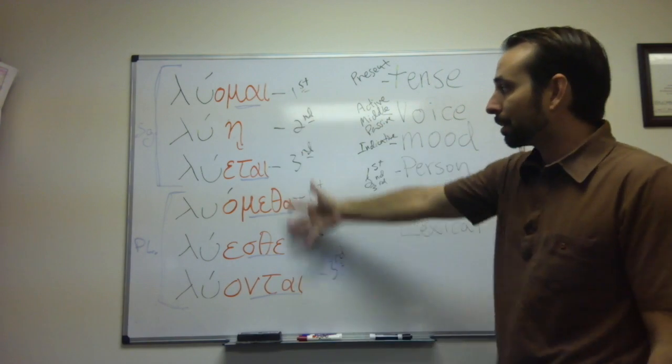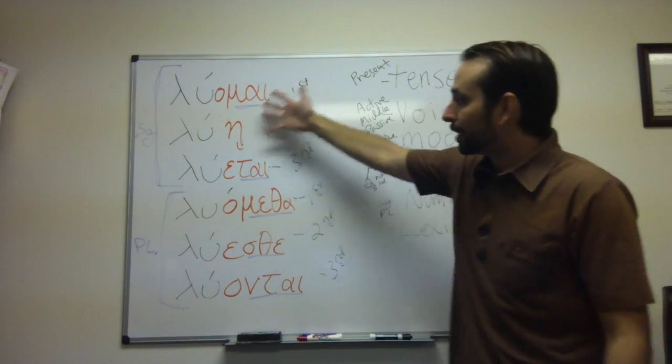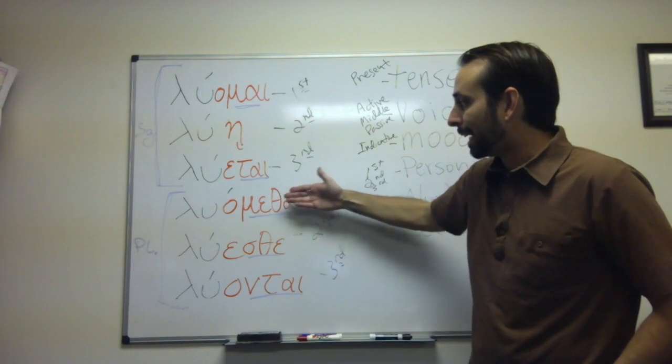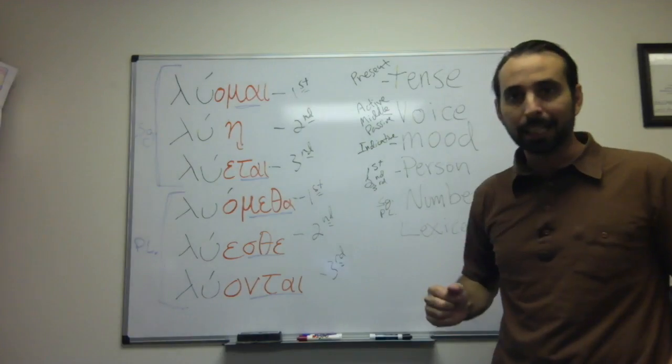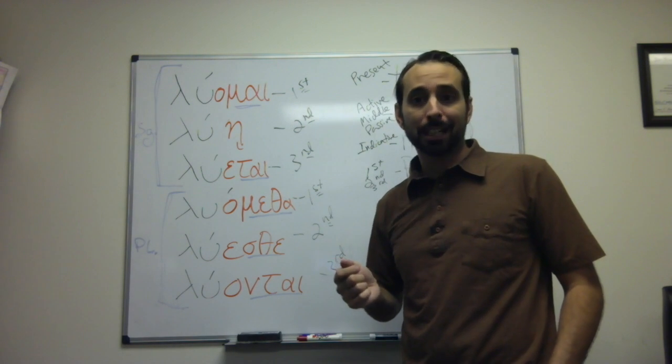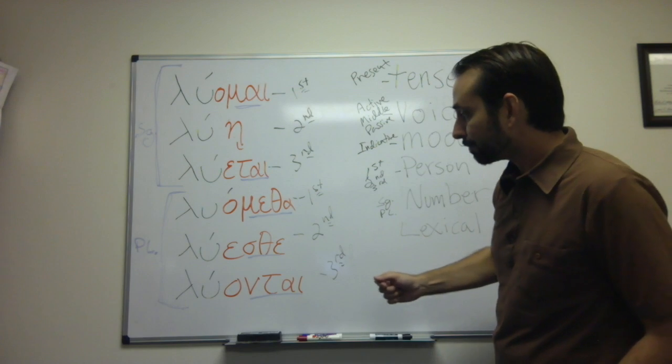Now, the only thing you learn in chapter 3 are these endings. So you've got another paradigm. If you learn this paradigm, omai, ei, etai, ometha, esthe, ontai. Omai, ei, etai, ometha, esthe, ontai, right?